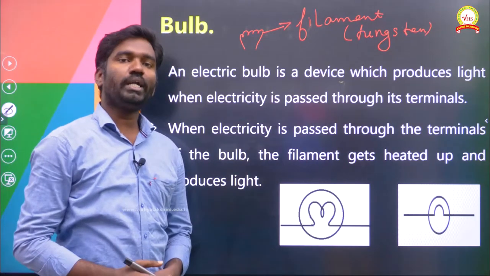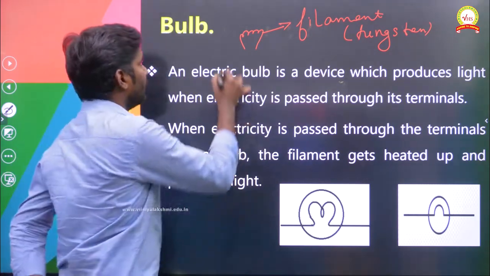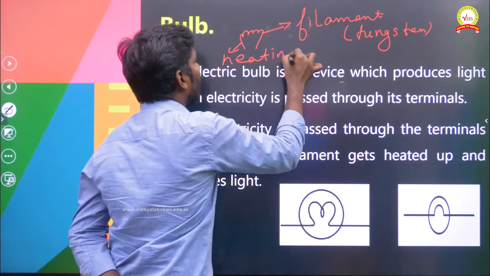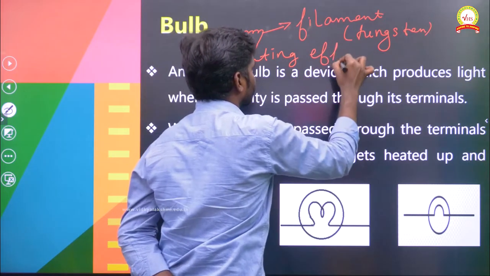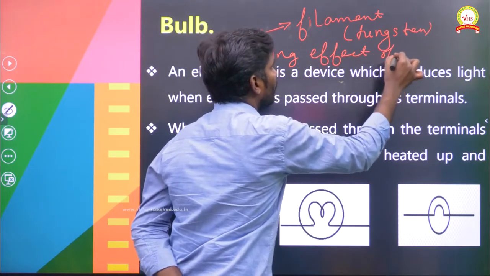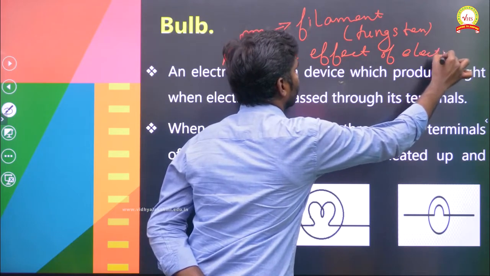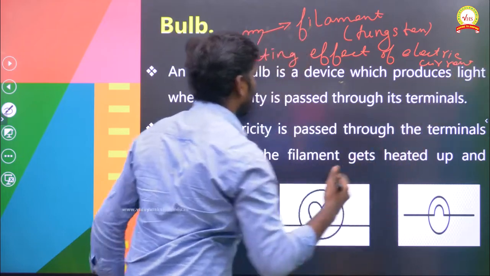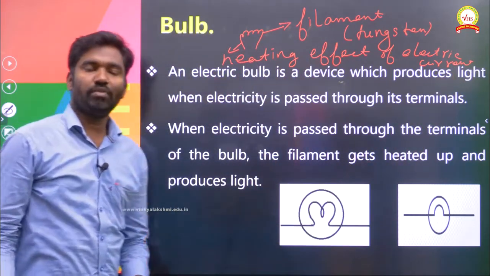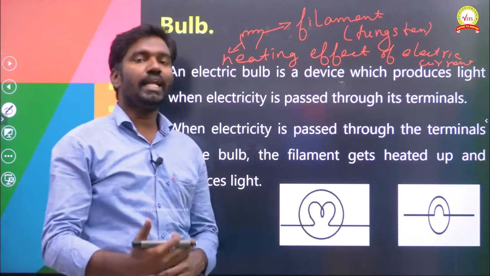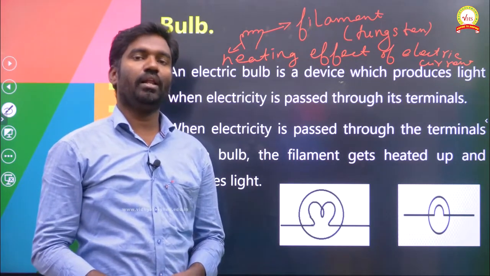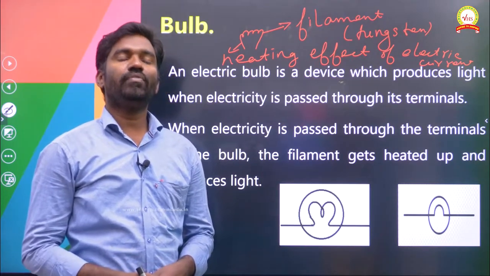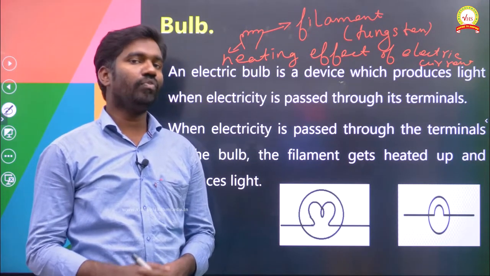Based upon what effect is it glowing? It is working based upon the heating effect of electric current. We will be reading about the heating effect of electric current in the upcoming topic, Joule's heating effect of electric current. That means when you pass the electric current through any conducting material, that conducting material is going to produce a certain amount of heat in it. That effect is called the heating effect of electric current.